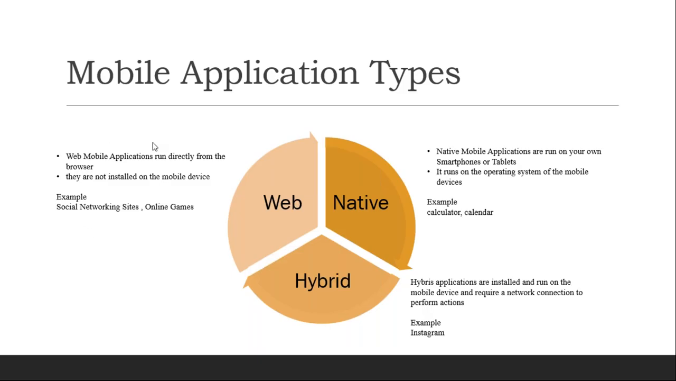web type. Web applications are run directly from the browser, that everyone knows. Mobile browser, I'm saying mobile browser, and these applications are not installed on the mobile device. Even the social networking sites and online games. Okay, so what is the meaning? Any application, say Facebook, has a web version. Every application has a web version also, right? Even WhatsApp also has a web version.